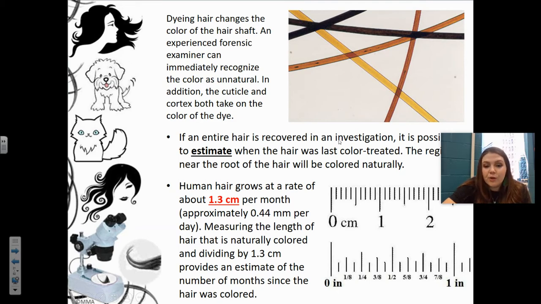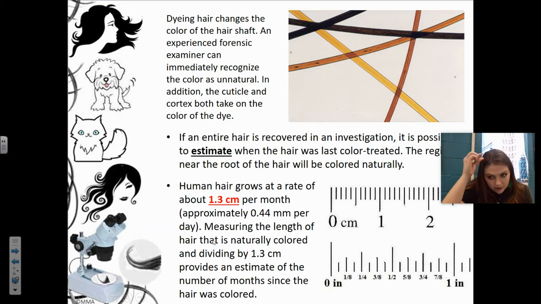If an entire hair is recovered in an investigation, it is possible to estimate when the hair was last color treated based on how much root is showing. So just on average, you can calculate when was the last time they dyed their hair, how much root we should be looking for in that person, and how long ago they must have dyed it, just by the amount of root. So about 1.3 centimeters, like this. Okay, so not much is how much your hair grows per month on average.